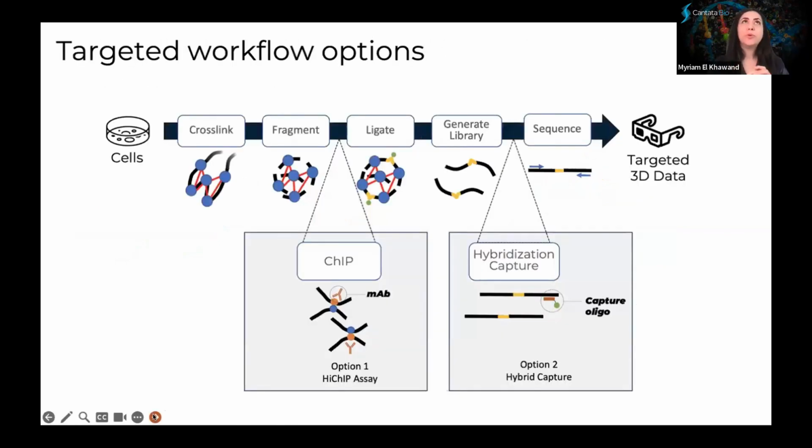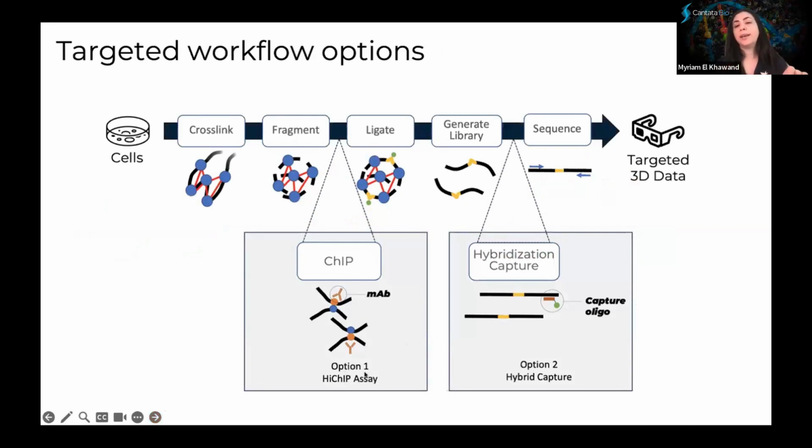So that was more with Hi-C genome-wide approaches, but you do have targeted approaches also that leverage the Hi-C workflow, but you're not interested in all the interactions that are happening in the genome. You're interested in either a protein-centric view into those interactions or a sequence-centric view into those interactions. And this is where those two options come in, the HiChIP assay or hybrid capture.